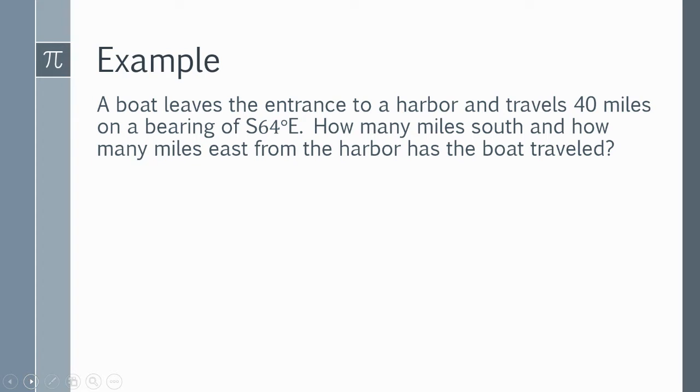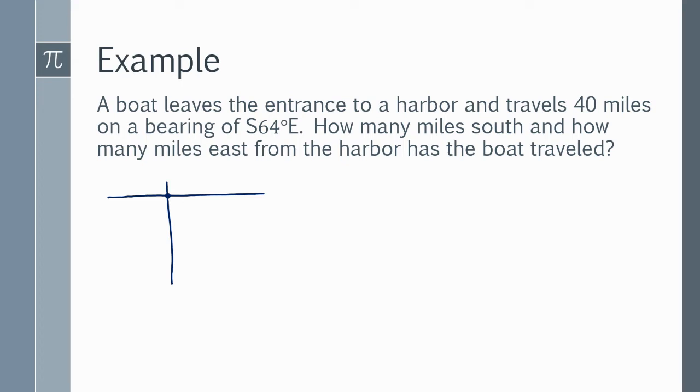Here it says, a boat leaves the entrance to a harbor and travels 40 miles on a bearing of south 64 degrees east. How many miles south and how many miles east from the harbor has the boat traveled? Okay, so sketching a picture is how we want to get started here. If we think about our compass and southeast, we want to focus on that fourth quadrant. Here at the origin, that's where the harbor is.